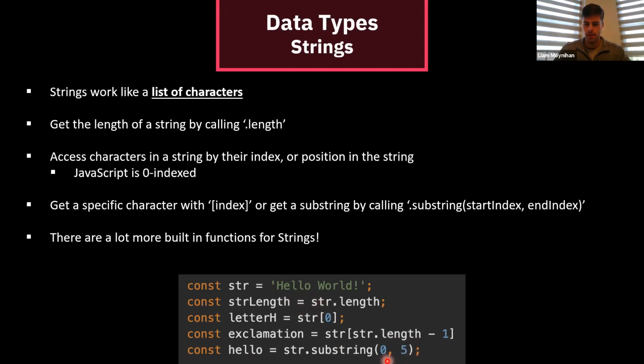An important thing to note with substring is that the first index, the 0, is inclusive, meaning it's going to include the character at this index, but the last one is exclusive, which means it will disregard that position. So the space is the 5th index, and we don't actually get the space in our hello string.